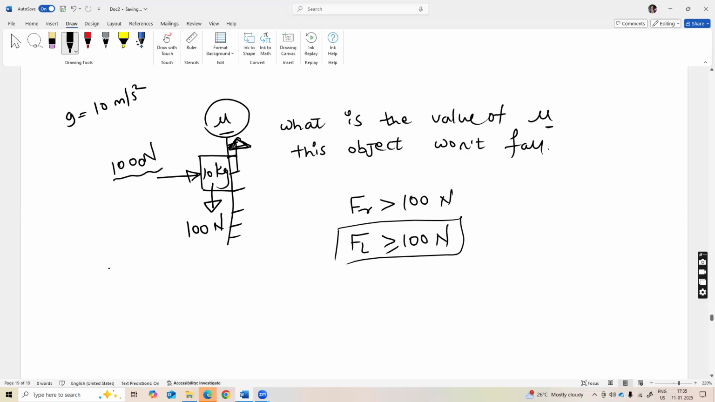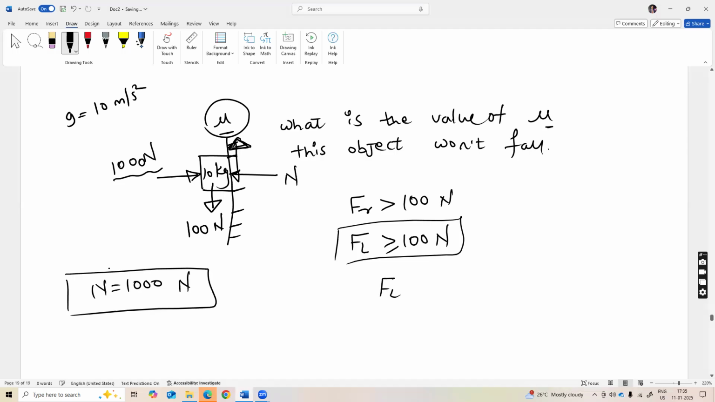So if 1000 Newton is what you are applying, the normal reaction will also equal 1000 Newton. So you know that the normal reaction is 1000 Newton, and FL, that is the limiting frictional force, should be greater than 100 Newton, or greater than or equal to.